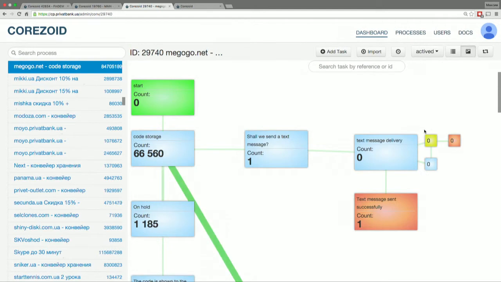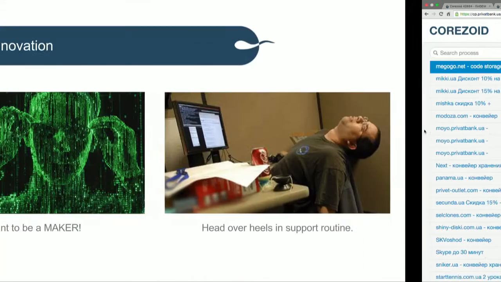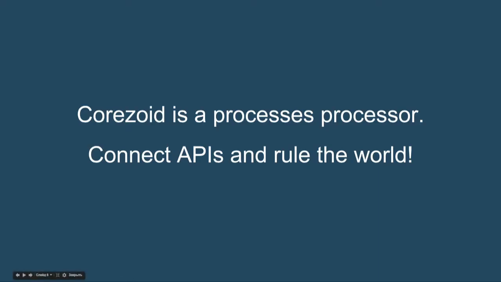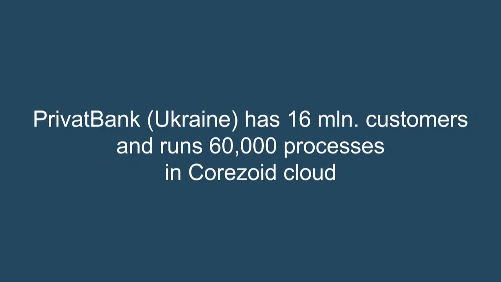Please pay attention, no personal data is being transferred to Corezoid. Corezoid works with anonymized data, with data IDs. You can think of Corezoid as a processes processor. Corezoid can manage any processes existing in our world without necessity to know what the process is about or who is it for. Our largest corporate customer is Ukrainian PrivatBank with about 16 million customers.